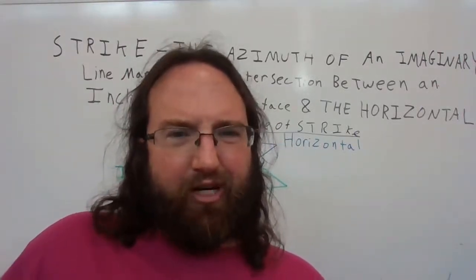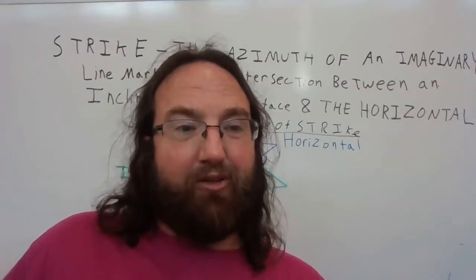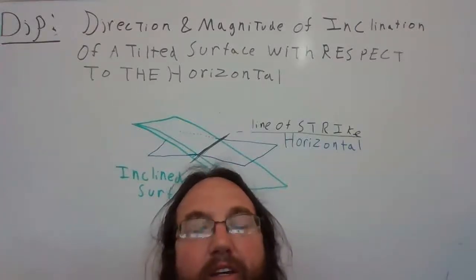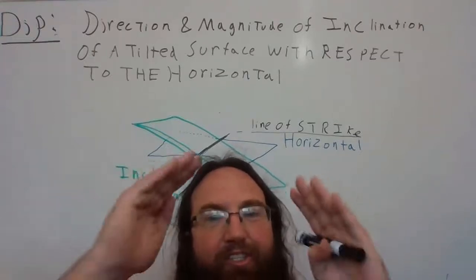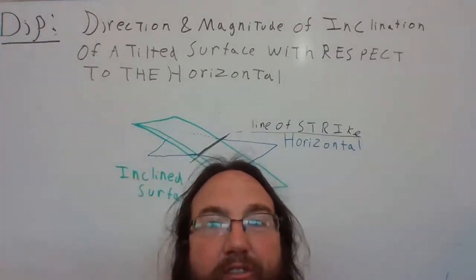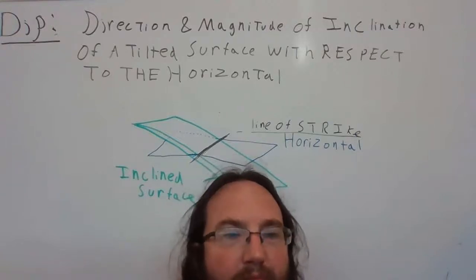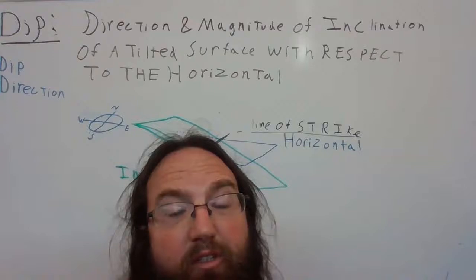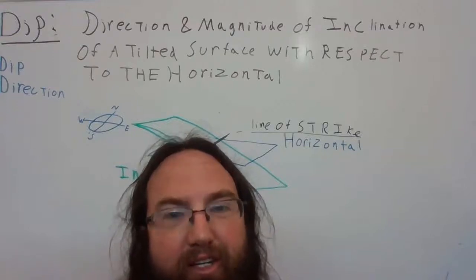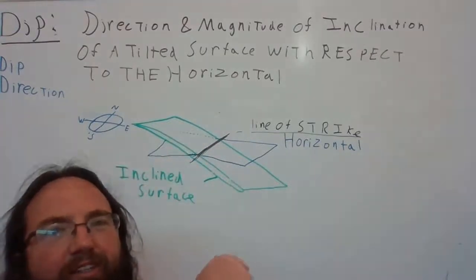And so to describe this direction of tilt, we use a second term: dip. Dip is the direction and magnitude of the tilt or inclination of that surface with respect to the horizontal. We break the dip into 2 different components. The first component of the dip is the dip direction. This is simply the direction that is down.